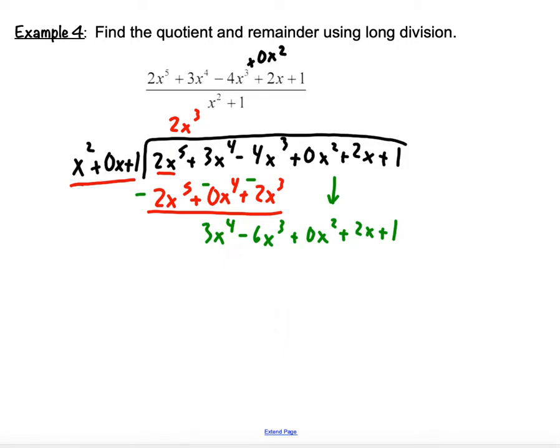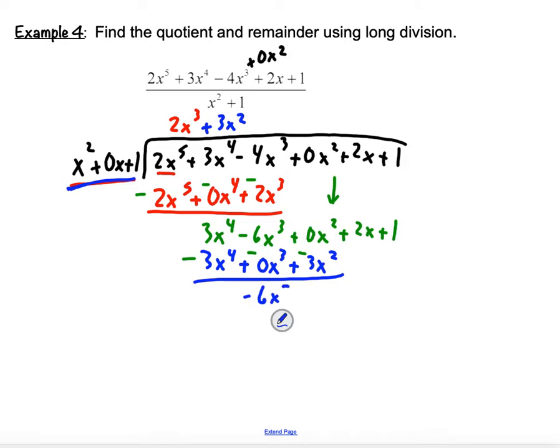So now we have to think, x squared times what is 3x to the fourth? That would be 3x squared. Distribute it through the trinomial there. Change your signs and add. Bring down your terms.